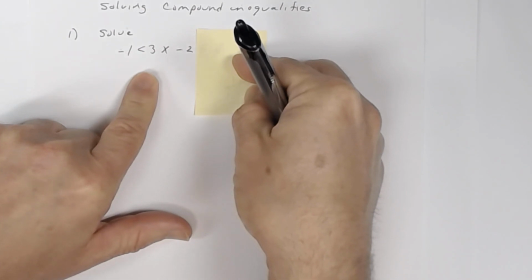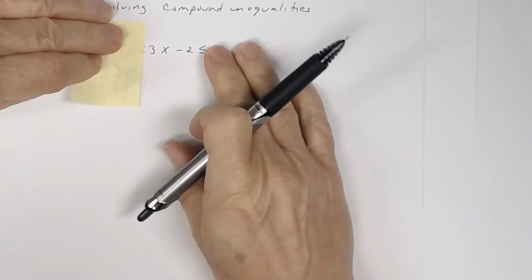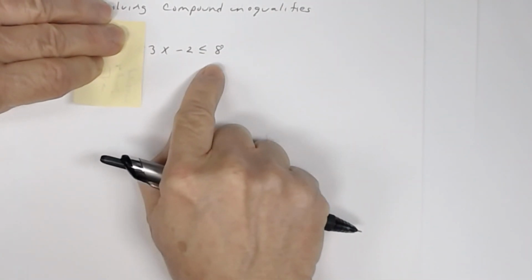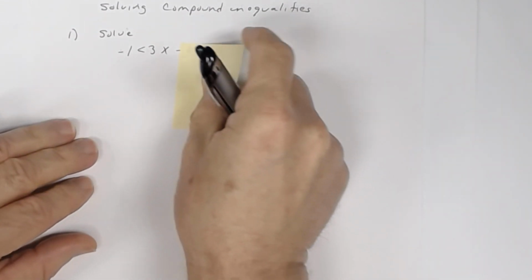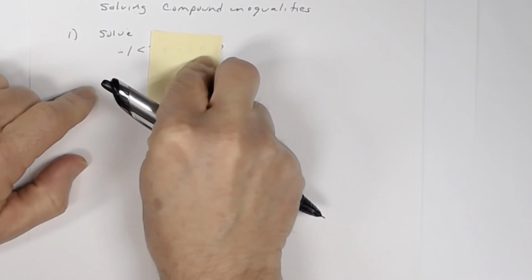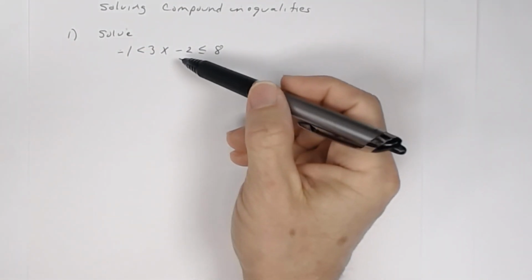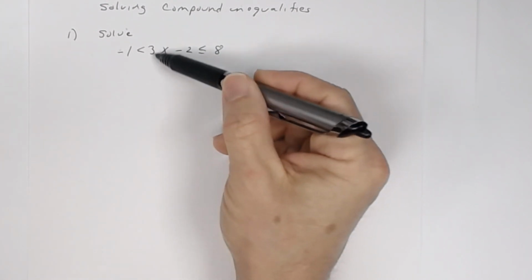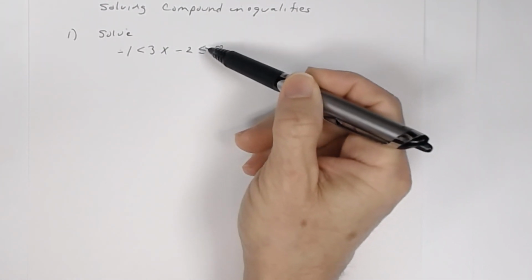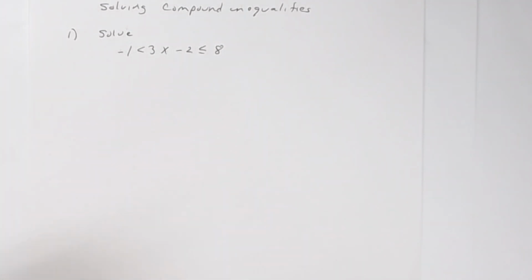What makes it a compound inequality is the fact that this expression right here, 3x minus 2, is less than or equal to 8, and at the same time, it is greater than negative 1. One thing that helps students to recognize a compound inequality is that you have a variable expression in the middle, and then you have two inequality symbols. Okay, so this is a compound inequality.